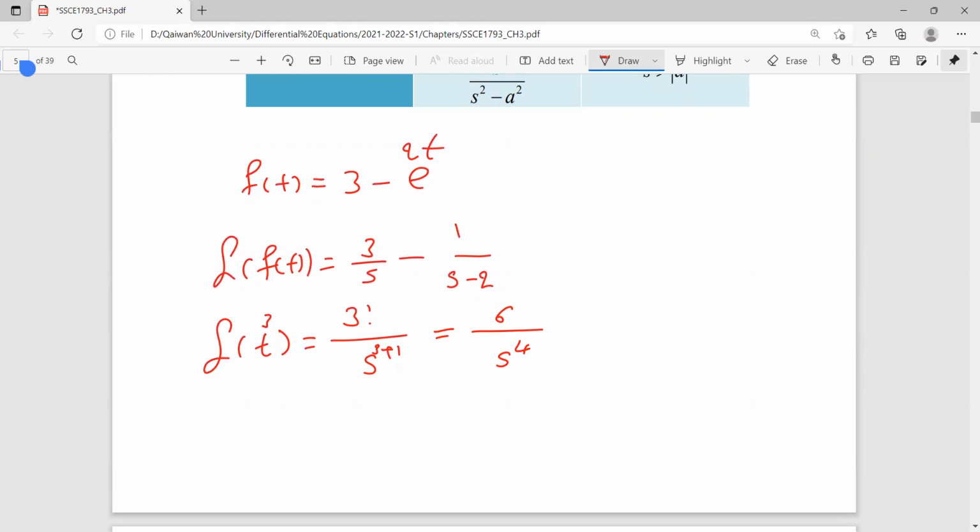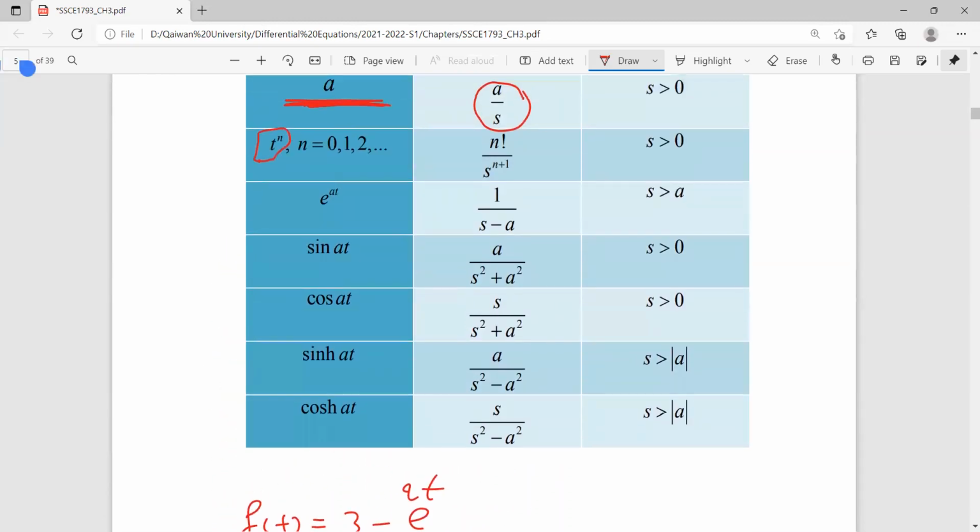How about t to the power 5 or any other exponent? We can say it is n factorial divided by s to the power n plus 1. That's all. Then e to the power at is 1 over s minus a. It's 1 over s minus a. We took some examples about that one.